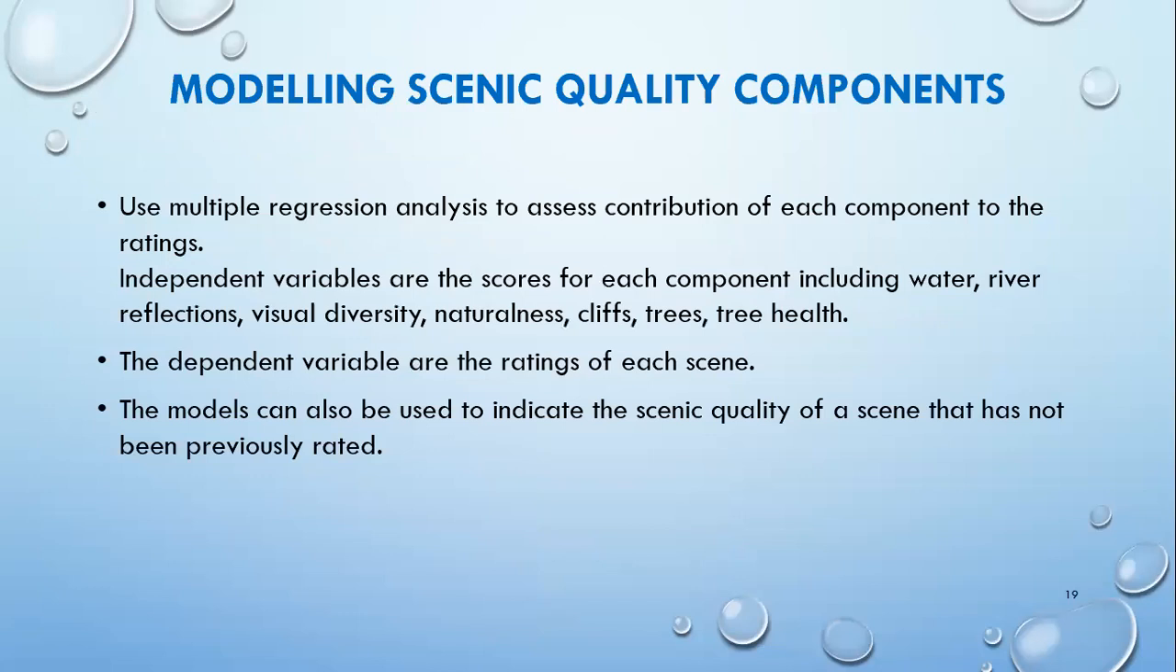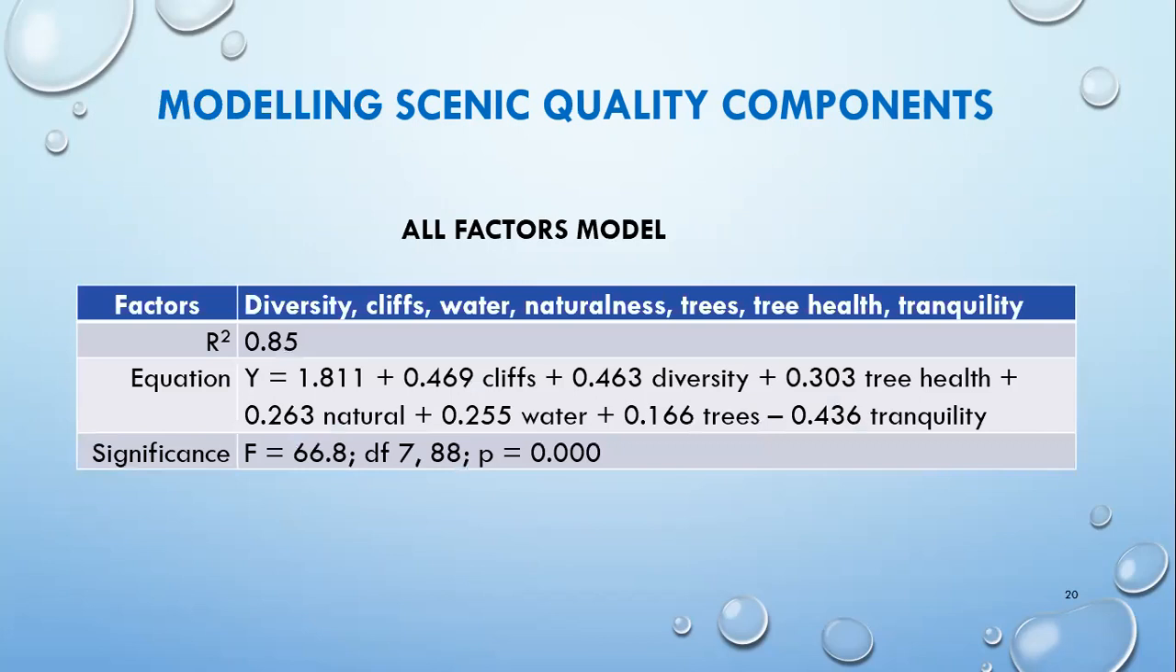Using all of this information, one can use multiple regression to assess the contribution of each of the components to the ratings. The independent variables are things such as water and river reflections, the visual diversity, the naturalness, cliffs, trees and tree health. And the dependent variable is the ratings of each scene. So the models can also be used to indicate the scenic quality of a scene that has not been previously rated. So here's a model which includes all of the factors.